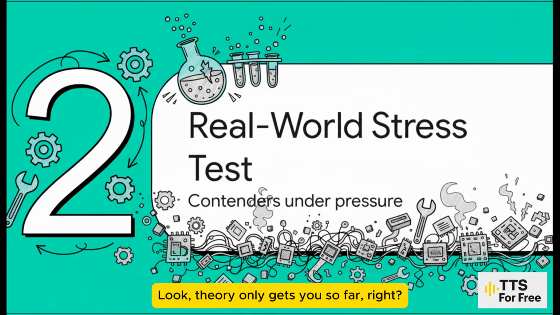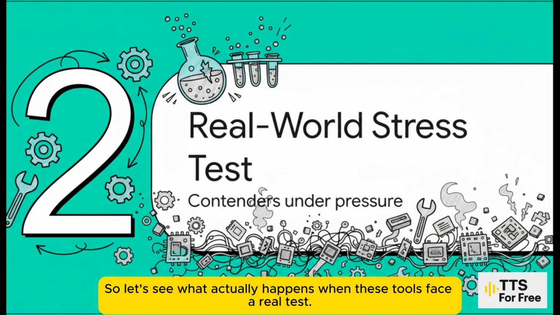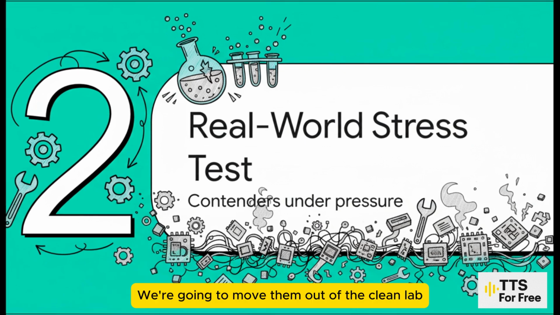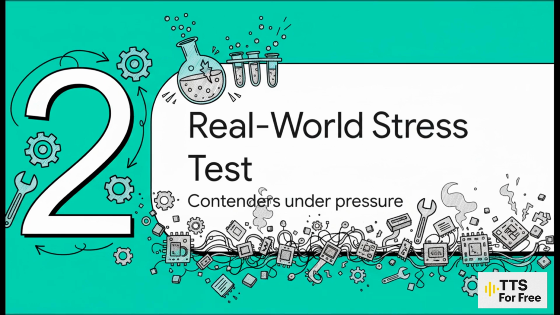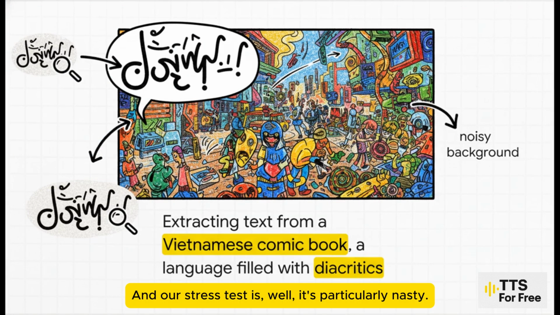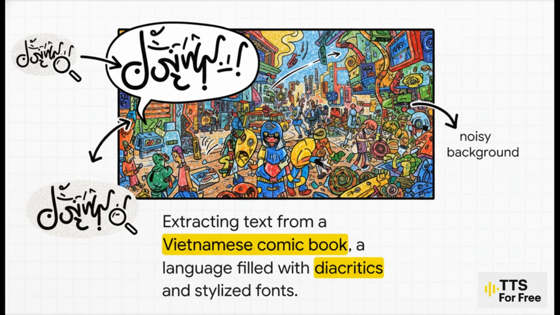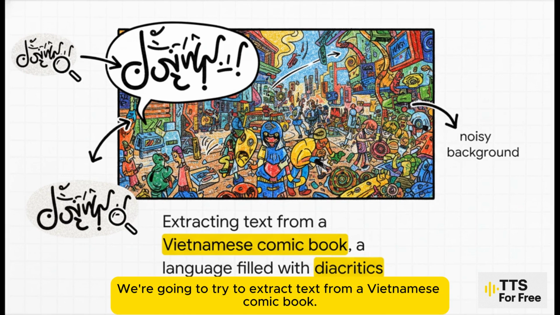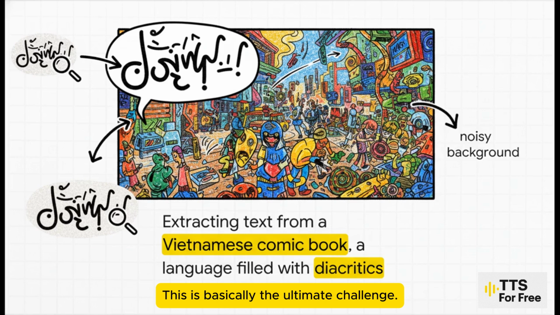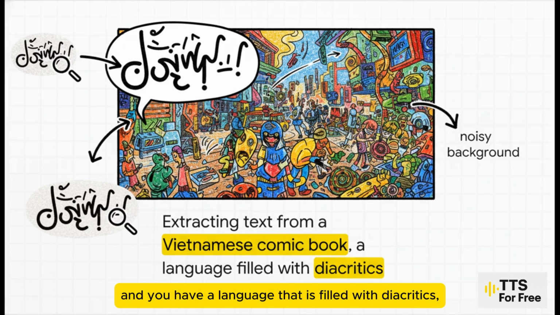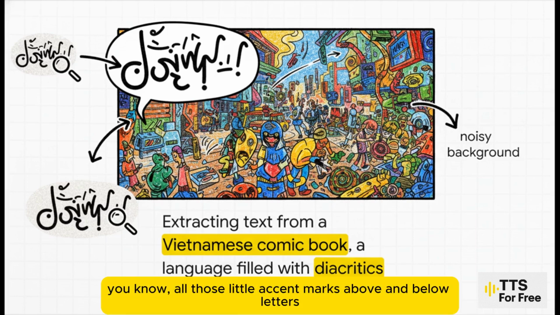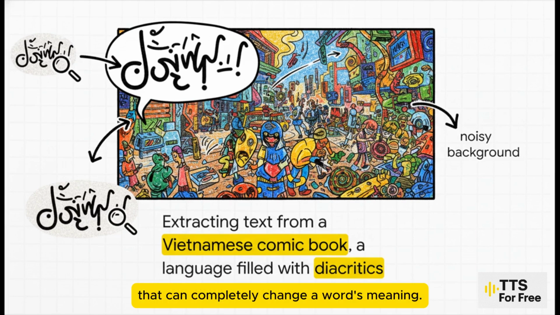Look, theory only gets you so far, right? So let's see what actually happens when these tools face a real test. We're going to move them out of the clean lab and into a messy, real-world production scenario and just see which one cracks under the pressure. And our stress test is, well, it's particularly nasty. We're going to try to extract text from a Vietnamese comic book. This is basically the ultimate challenge. You've got stylized fonts, you've got colored backgrounds, and you have a language that is filled with diacritics, you know, all those little accent marks above and below letters that can completely change a word's meaning.